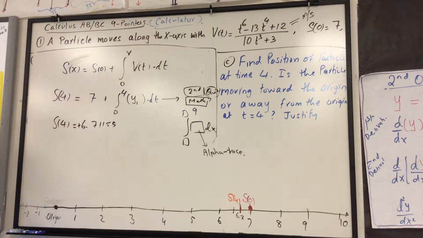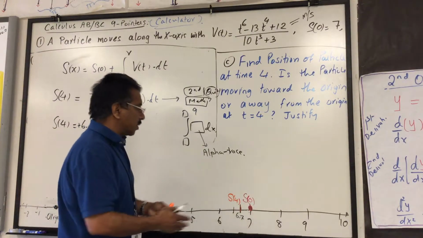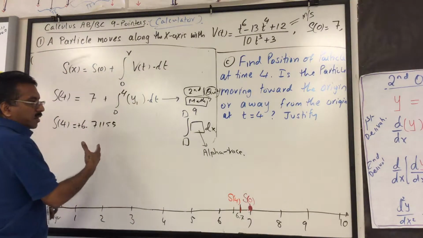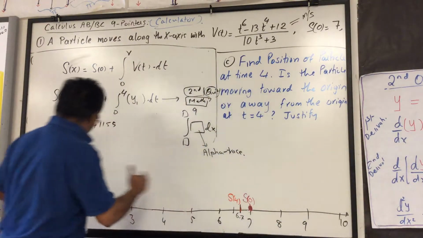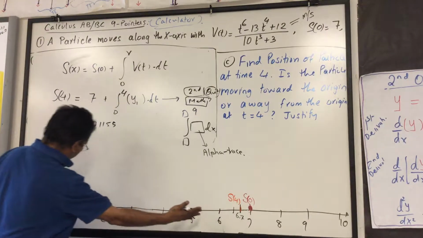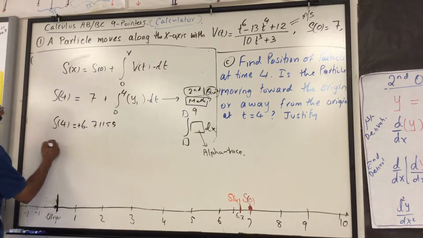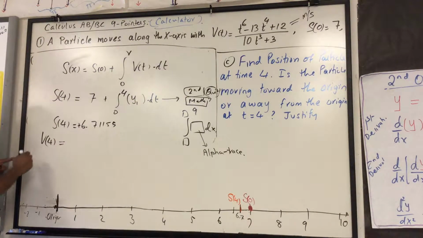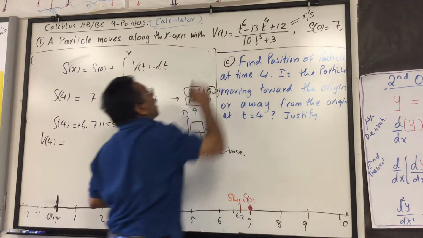Now, question is, at that moment, is the particle moving to the left or to the right? So how do we know that? We need to know the velocity, because if the velocity is positive, it is moving to the right. But if this is the origin, we need to be careful. Where is the particle? The particle is on the right side of the origin. So if you are moving to the right, the velocity also is positive. So we have to find the velocity. So what is v of 4? So velocity at time 4, that means we just need to find the value.